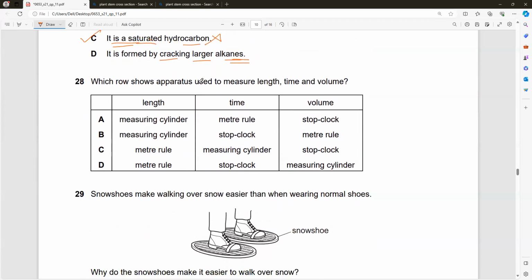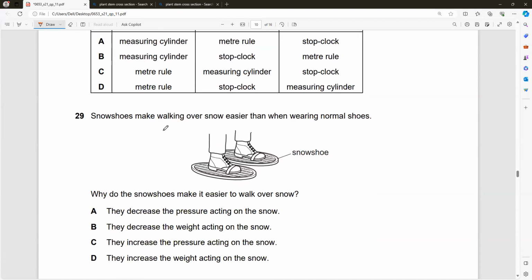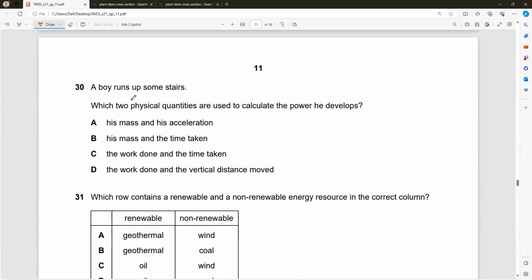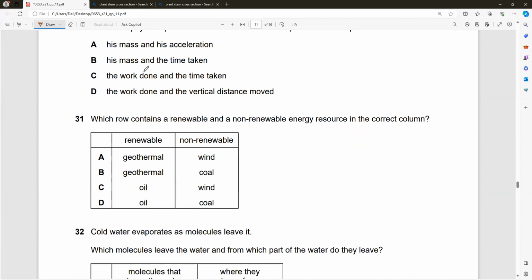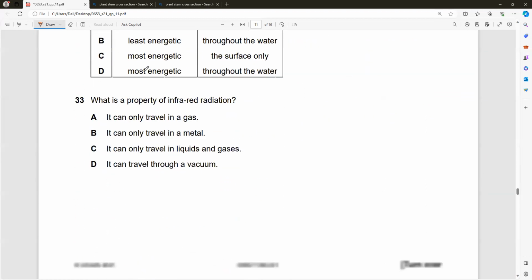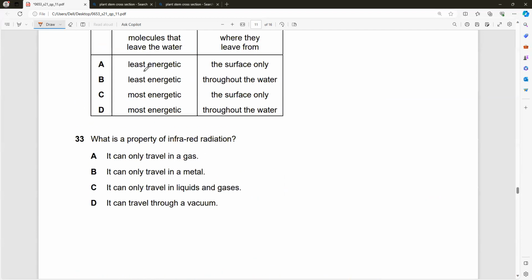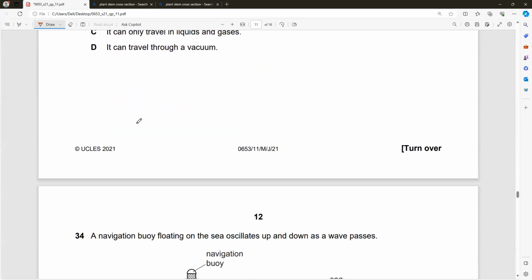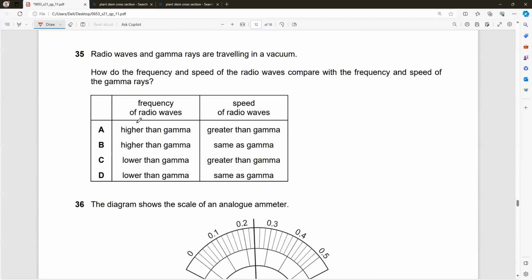Next. Which row shows apparatus used to measure length, time and volume? We are not having this one, you can leave it. Next, snowshoes, this is also a pressure question from 9th class, we can avoid it. A boy runs with the same... 9th class, cold water evaporates, not there for us. Infrared radiation, this is also not there, leave it.